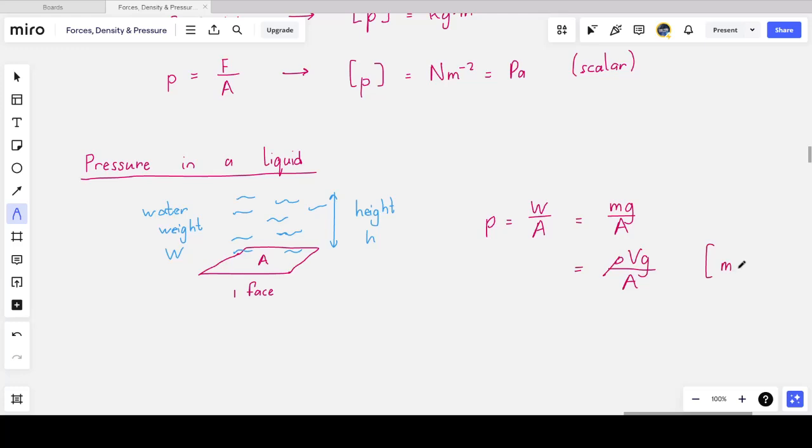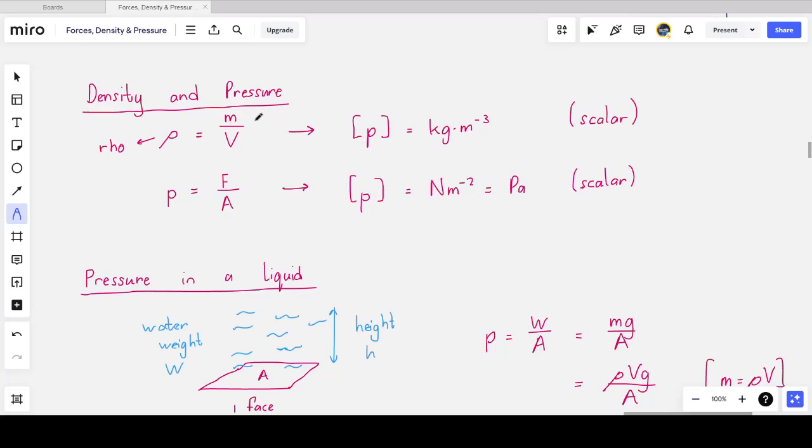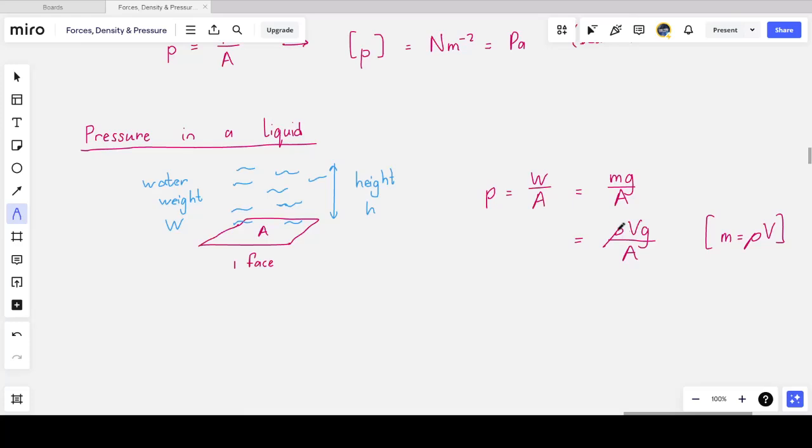Remember that the mass of an object can also be written as its density times its volume, because what did we say? We said density is mass over volume. So if I took the V across, I get that mass is density times volume. So that's another way of writing mass. So I get rid of the mass of the water. The density of water is a constant. We know it to be 1000 kg per cubic meter. If I multiply the density by the volume by the constant g and divide it by the area, I get the pressure.